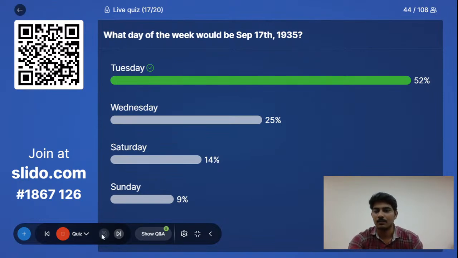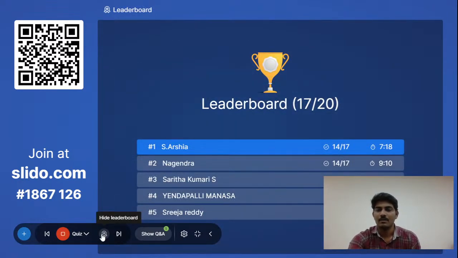Let's see who will be on the leaderboard. Again Arshia is in the first position, and the same 5 members have occupied their positions as compared with the previous question. Sai is asking, please explain, sir. So what is the question you want me to explain, either the previous 16th question or the 17th question? Meanwhile we'll move to the next question. Sai, please clarify which question I need to explain.